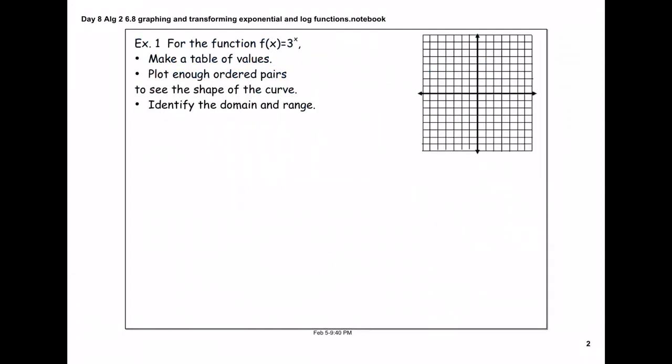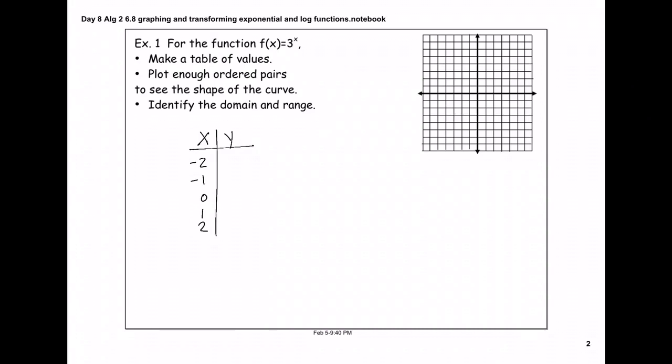Example number 1, for the function f of x equals 3 to the x power, the first thing that they want you to do is make a table. So make an xy table. Let's try values -2, -1, 0, 1, 2, and plug these values into your calculator.